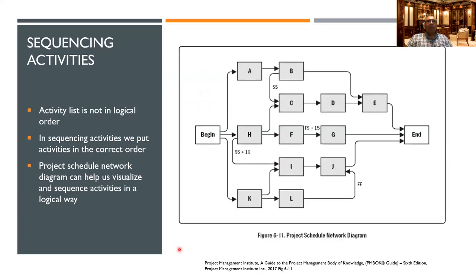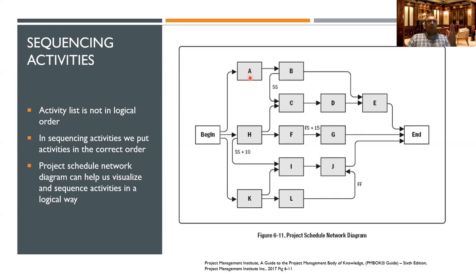So this is an example of a sequencing activity. What this means is you're beginning the project, and this is one task you have to do. B is another one, C is another one. Each of these is a different activity you have to do. So when you begin the project, you have to do activity A, activity H, and activity K. So three activities you have to start on at the same time.